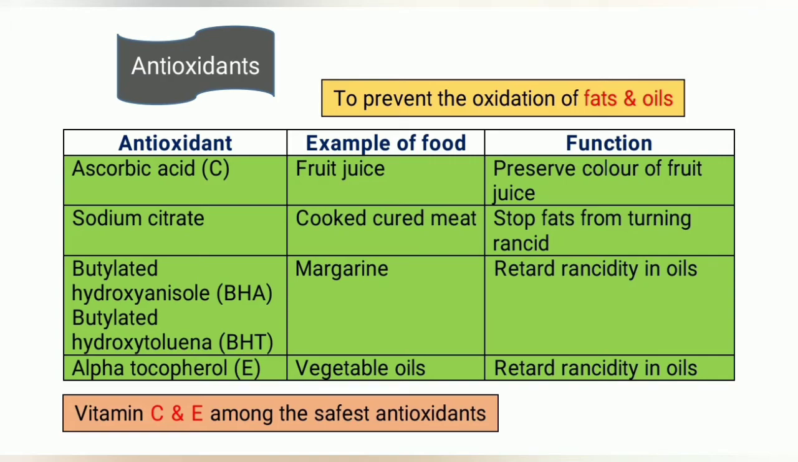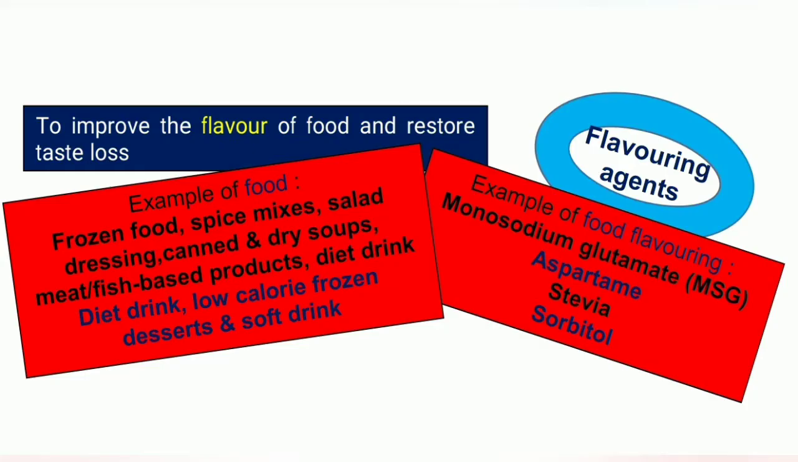Flavorings are used to improve the taste of food and restore taste lost due to processing. Examples of flavoring are sugar, salts, vinegar, monosodium glutamate, aspartame, and synthetic essences such as pentyl ethanoate.